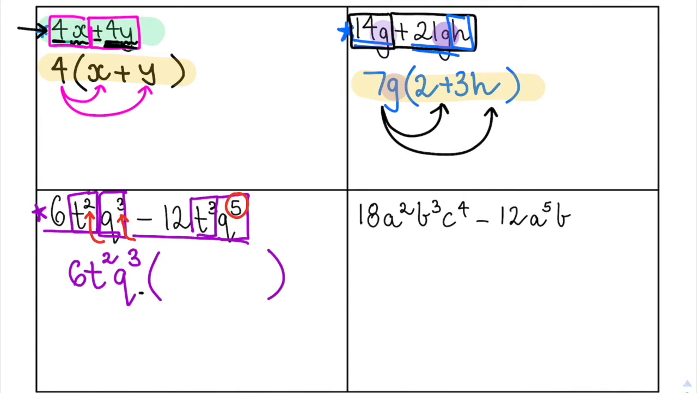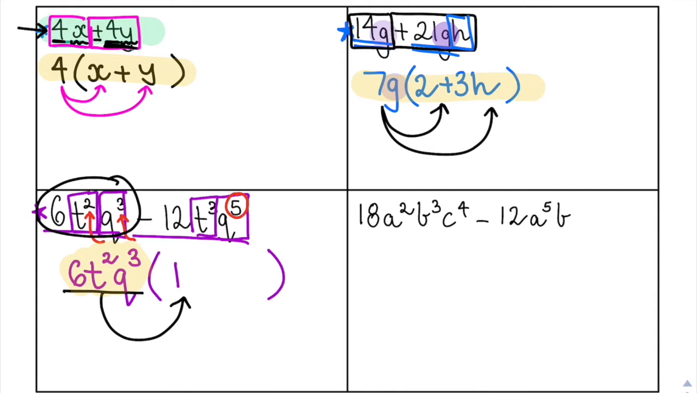And now we need to ask ourselves, this term, 6t squared q cubed, multiplied by what will give me this first term? You'll notice that the first term already exists out the front here. It's exactly the same. So if we multiply anything by 1, we'll always get the same answer.